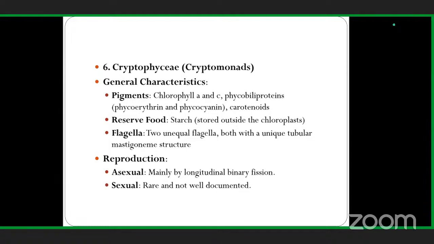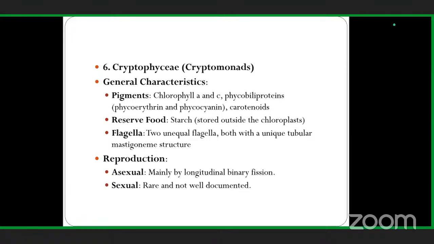Phycobiliproteins, phycoerythrin and phycocyanin, are present. Carotenoids are also present. The reserve food is starch, stored outside the chloroplast. So here is a key difference. In class 1, that is the Chlorophyceae, we have seen that the reserve food is also starch, but that starch is stored inside the chloroplast. But here in Cryptophyceae, you will see that the reserve food is starch, but it is stored outside the chloroplast. So this is a very key difference.